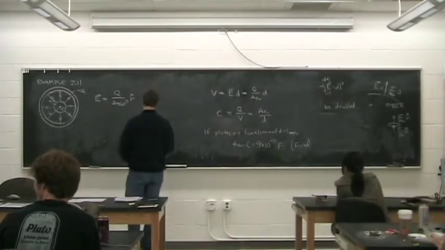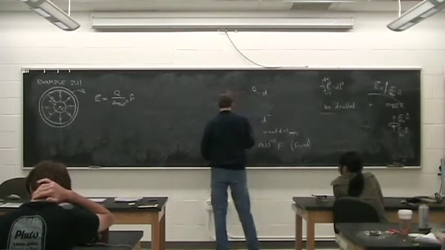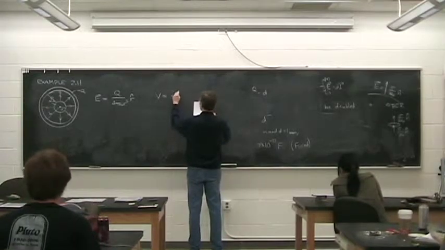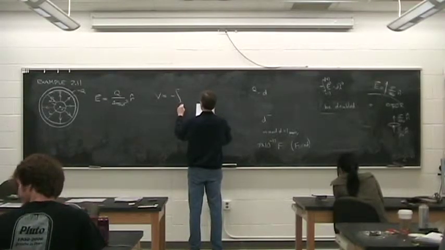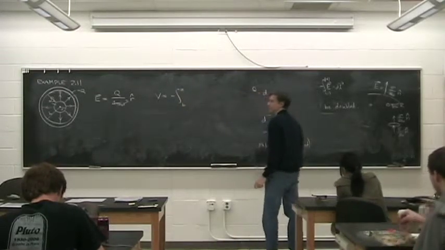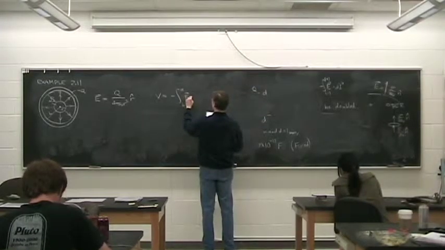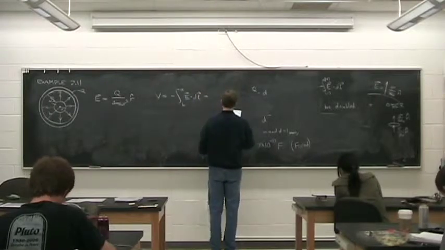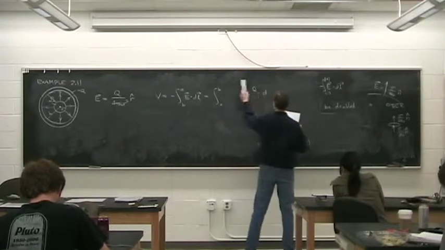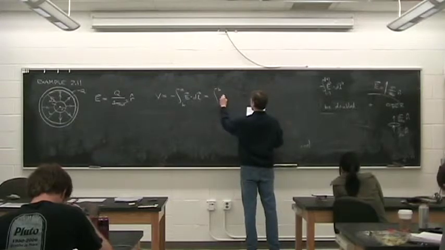So this is what the field looks like, and now we have to integrate the electric field in order to find the potential difference. So we want to go from B to A, minus the integral from B to A, because we're supposed to go from the negative one to the positive one. So B to A of E dot dl. Well, I'm going to flip it around and make it plus the integral from A to B of E dot dl. I can always flip the limits and change the sign.